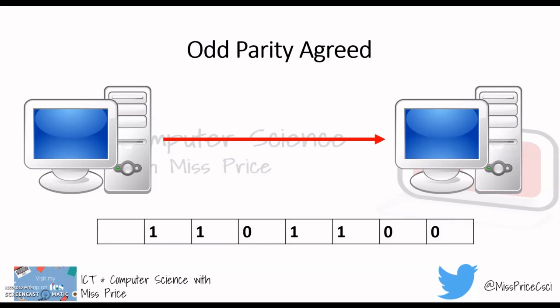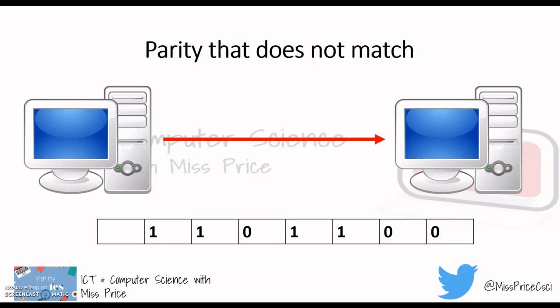Here is an odd parity agreement. So you can see there is at the moment 4 number 1s in here, so that would be at the moment even. And we would put 1 in there to make it an odd agreement, which is very simple.